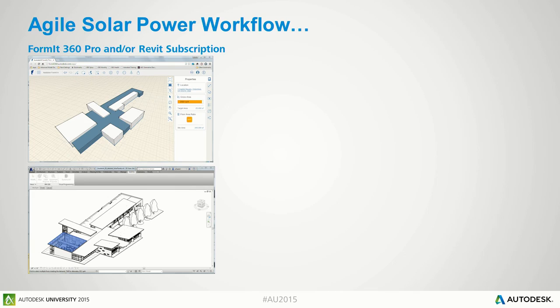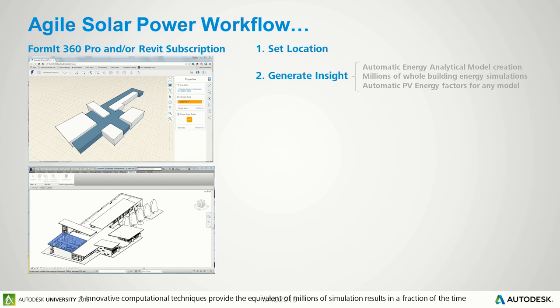So the typical workflow, this is what I'd call the Agile solar power workflow. And remember, we're going to do an iteration at each phase of the design. Setting the location at the beginning of the project, you basically know a lot about the solar energy available on your site. So that's really part of the solar analysis process.